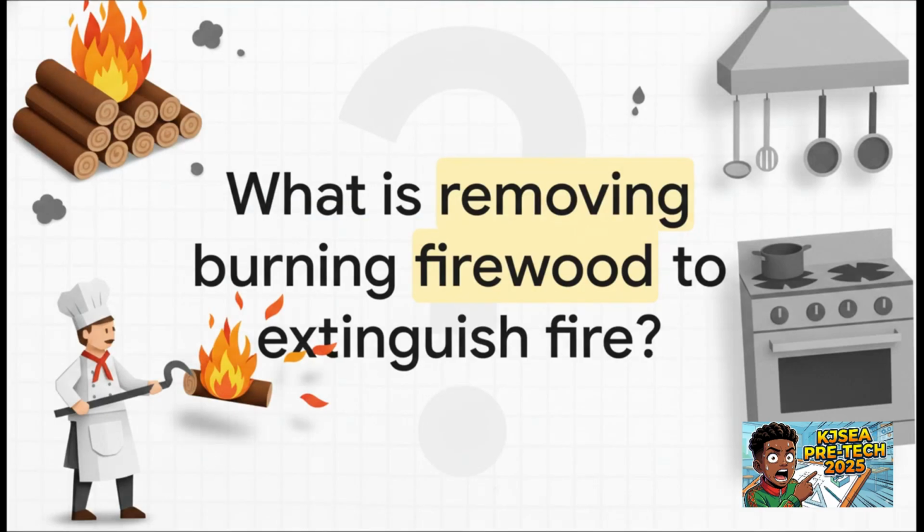Now, question 6 brings a little bit of drama. A pile of firewood caught fire in the school kitchen. A cook tried to put out the fire by removing the pieces of burning firewood from the fire. Identify the method of extinguishing fire which the cook used. The options are A, cooling, B, smothering, C, starving, D, interrupting.